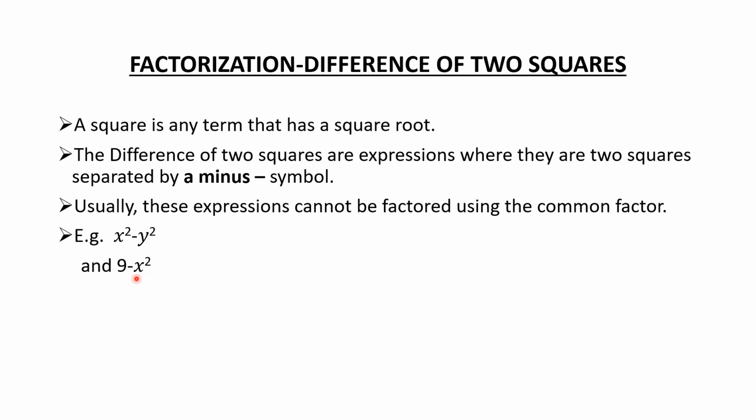Another one is 9 minus x squared. X squared is a square, that is easy to tell. What about 9? Do we have a square root for 9? Yes, we do, 3. If a number has a square root, then it is a square. So in short, for letters, you look at the power. If it has power 2, then it's a square, or if it has any other power where 2 can go into without a remainder, it's a square. Then for numbers, you ask yourself if the number has a square root.